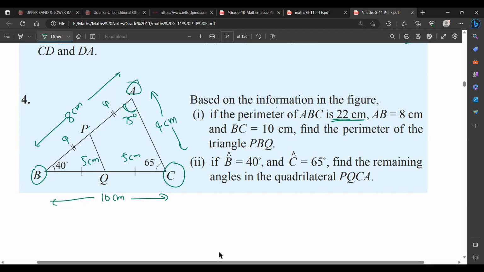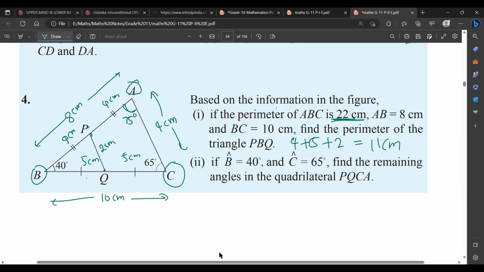You can find this one. This one should be 75. This one 75. This one 4 centimeters. Okay, now you can find. Now they are asking find the perimeter of triangle PBQ. 4, 5. This should be half of this one because midpoint. These are midpoints, no? So PBQ 4, 5, and 2. 4 plus 5 plus 2 altogether 11 centimeters. No? 11 centimeters, half of the whole amount.